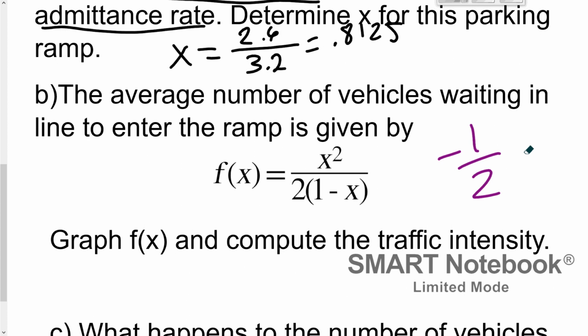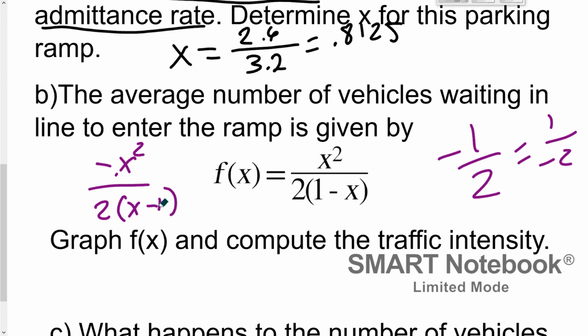Negative 1 over 2 is the same thing as 1 over negative 2. So if you take out that negative from the bottom, you can just move it to the top. So it could look like this: negative x squared over 2 times x minus 1. And that would be the same thing. I just basically divided out a negative on the bottom and put it on top. So those are the same thing.